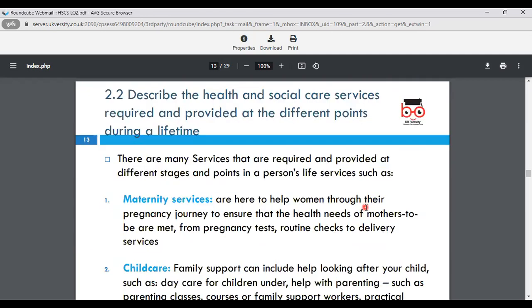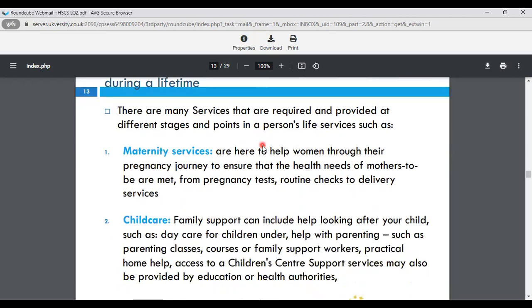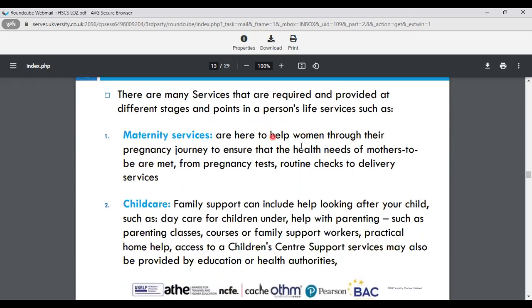where it is required. Then we go on to describe the health and social care services that are required and provided at different points during a lifetime. So there are many services that are there. So you have maternity services that are there to support women during their pregnancy journey to ensure that their health needs are met. They have pregnancy tests, they have routine checks to delivery services, there's childcare support.